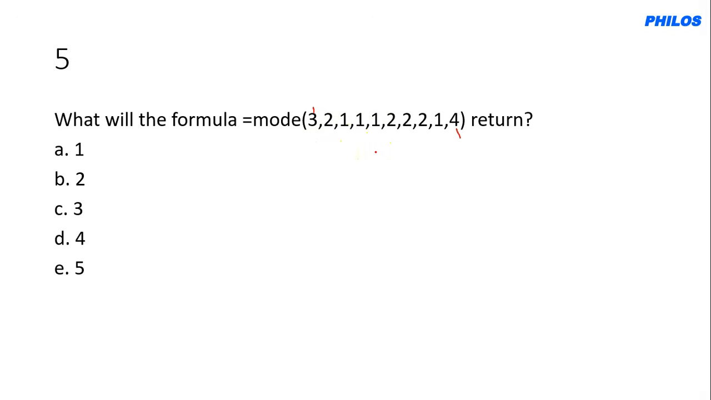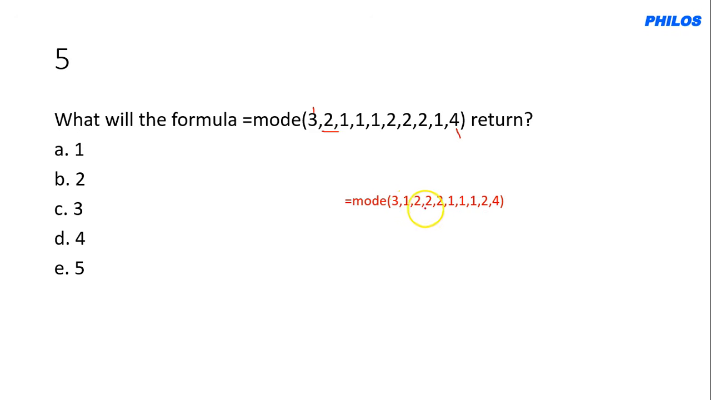We have the mode as 2 and 1. But Excel is going to return 2. The reason Excel will return 2 is that 2 comes first. Okay. If you were to have this kind of question, look at this.